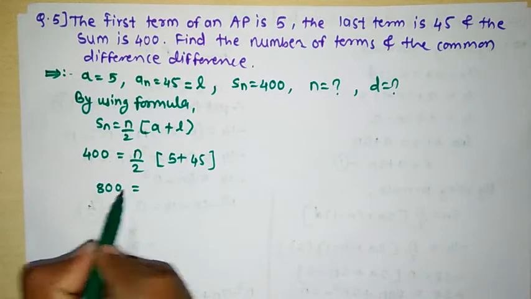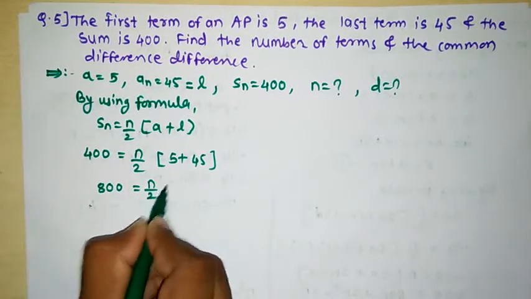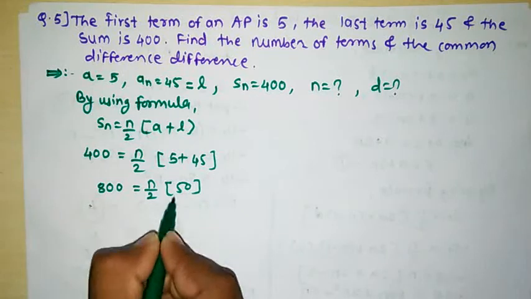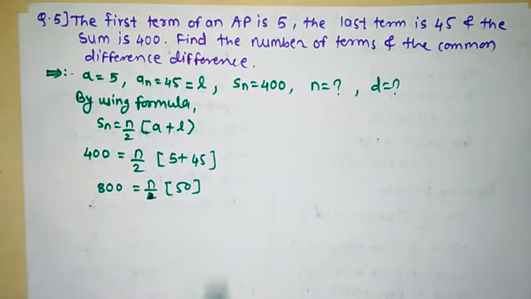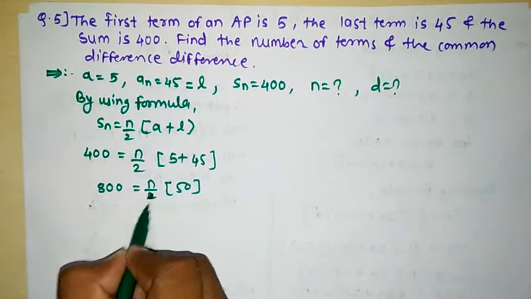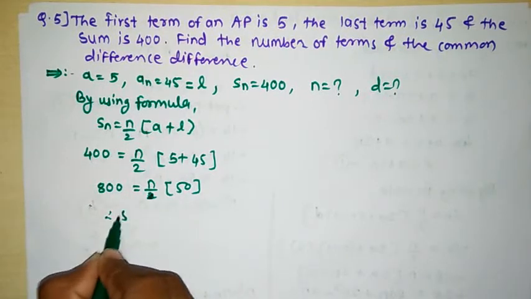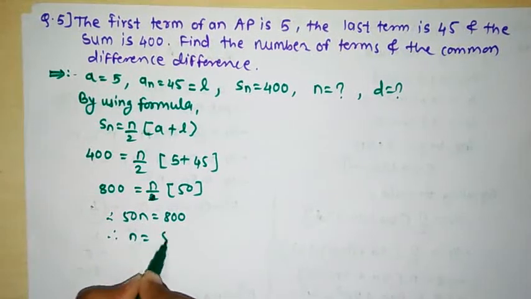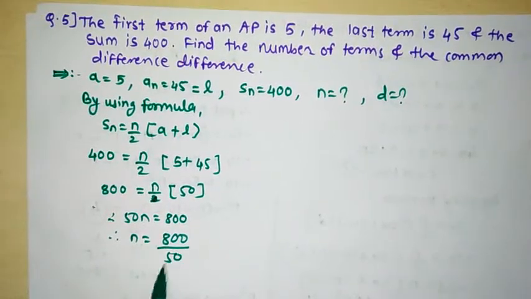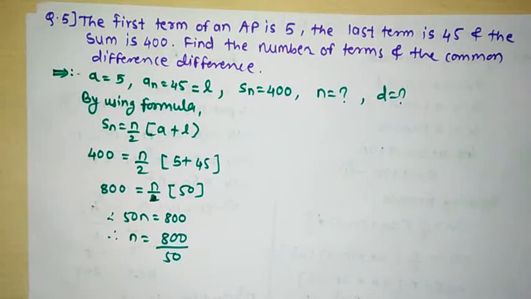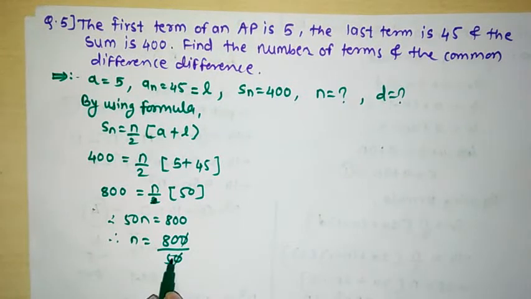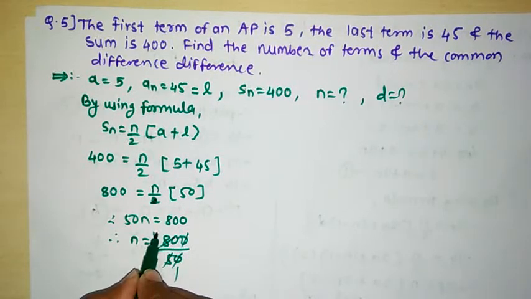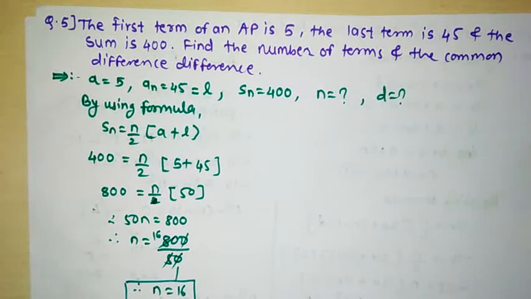Now 800 is equal to n by 2 into 5 plus 45, which is equal to 50. Sorry, this is 2 we have taken that side. n into 50. Therefore 50n is equal to, we got 800. Therefore n is equal to 800 divided by 50. The 0s get cancelled. 5 1s are 5. 5 1s are 5, 3 will be left here, that will become 30. 5 6s are 30. Therefore n is equal to 16. We got the value of n is equal to 16.